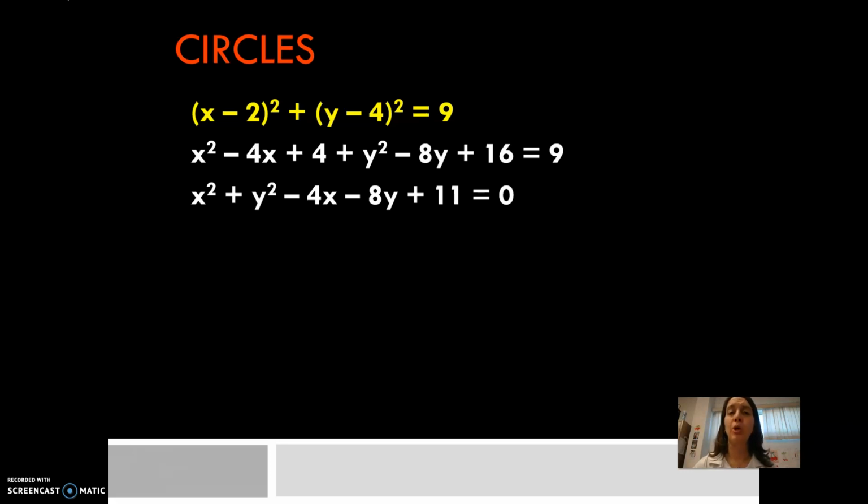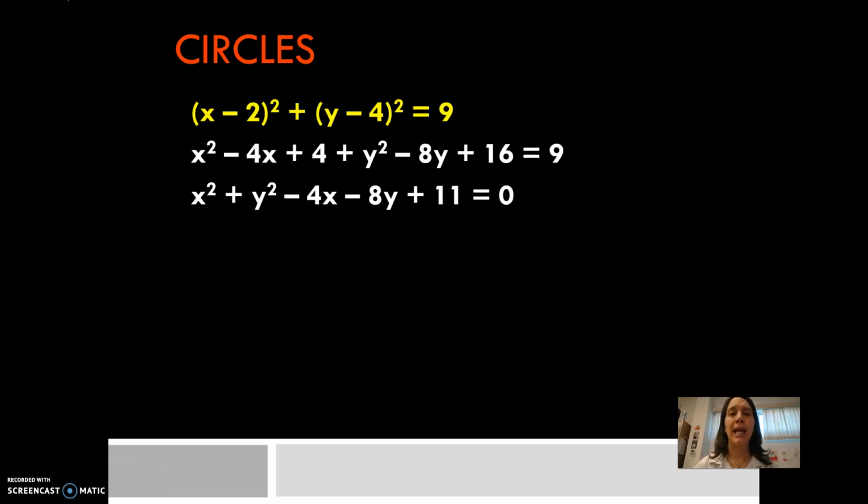On the left side were originally the 4 and the 16, so I put those together to make it 20, and I subtracted the 9 over, so 20 minus 9, that's where that 11 came from that you see on our equation. Our general format is now equal to 0, and that's one of the qualifications to have it in that general format. Now, this format is not helpful when it comes to graphs.